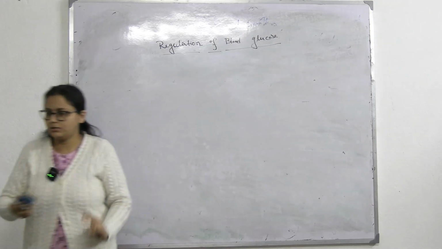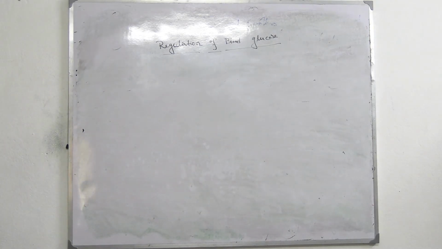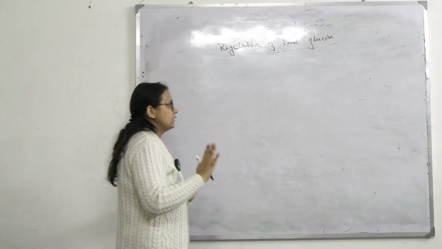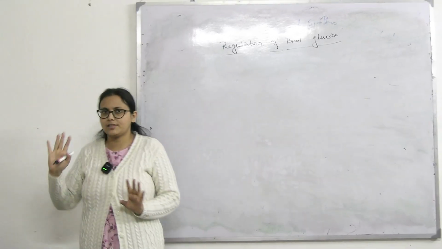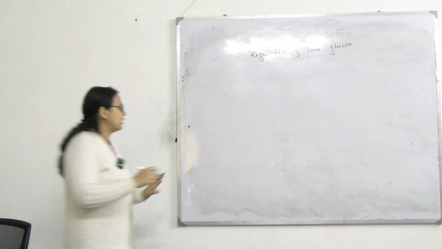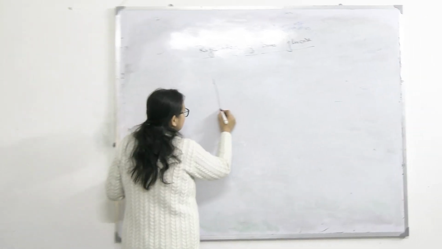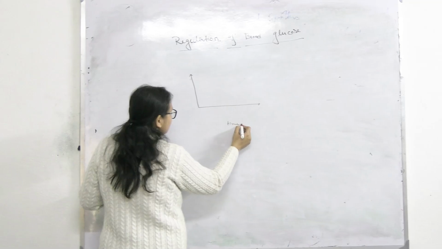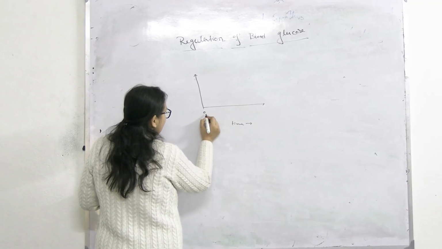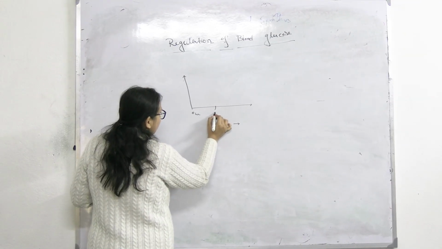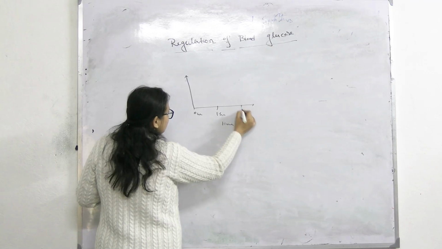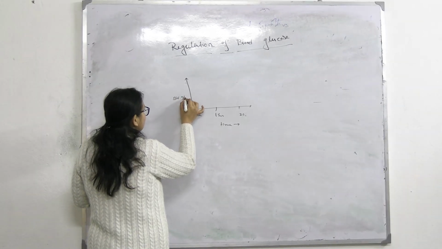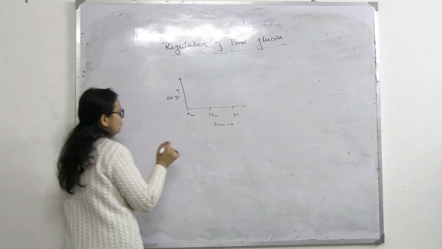Now what happens when we take food? When we take food, the blood glucose level starts rising. One hour after taking food, the blood glucose level reaches its maximum. Then it starts falling gradually. Along the x-axis is time, 0 hour, 1 hour, 2 hour, and along the y-axis blood glucose level.